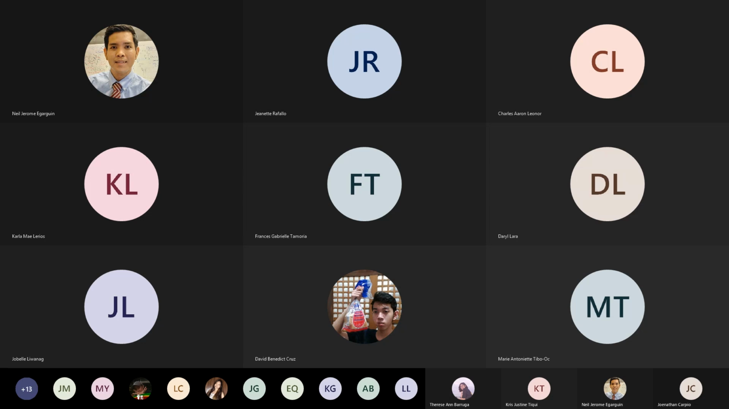So medyo excited din ako kasi I think last time na nag 175 ako ay second sem ng 2016. So yun yung semester immediately before ako umalis ng UPLB. So tapos ngayon sa akin uli siya nabigay.